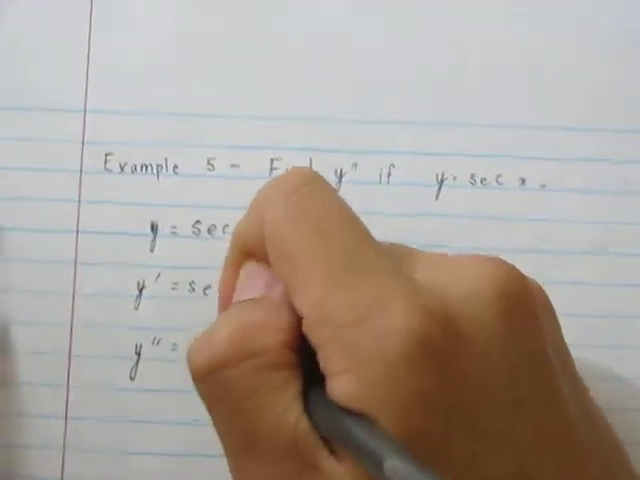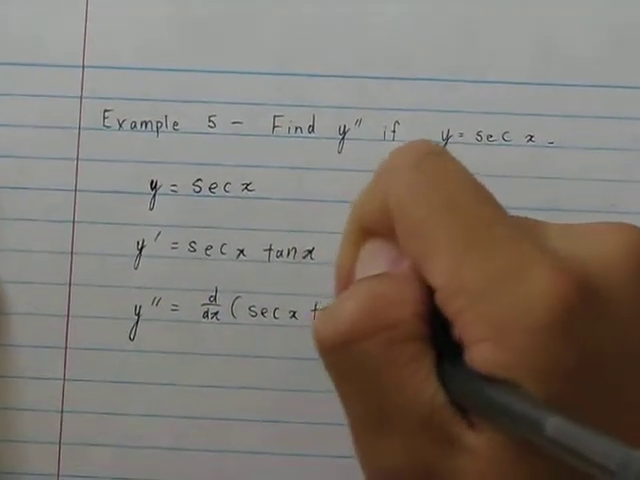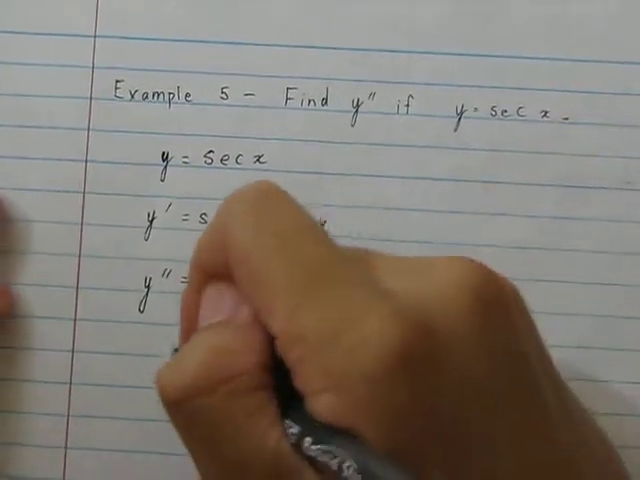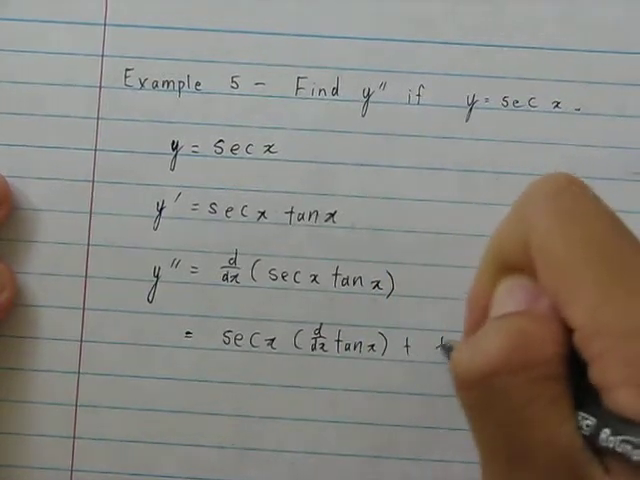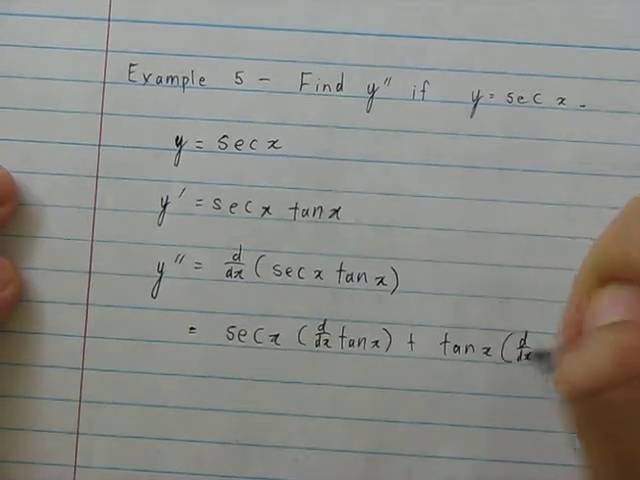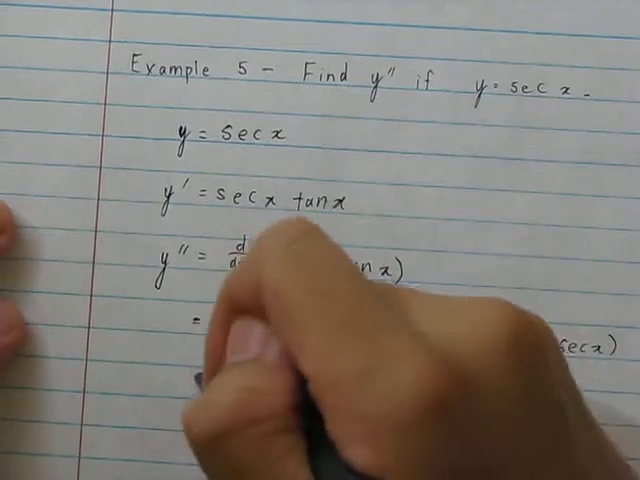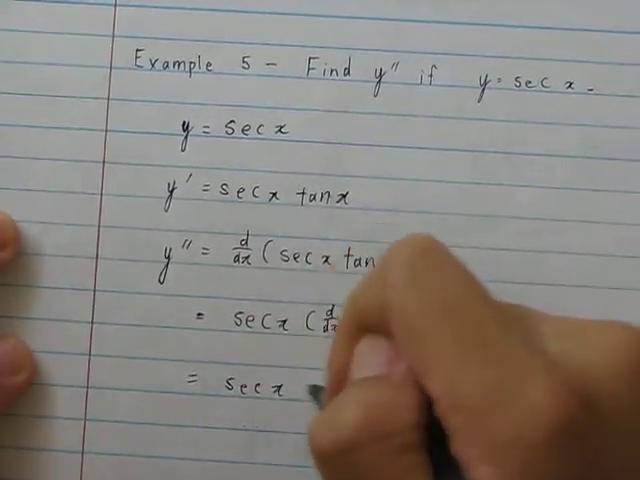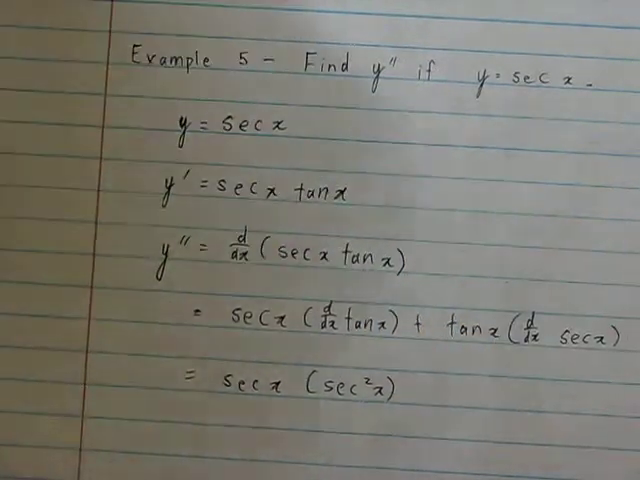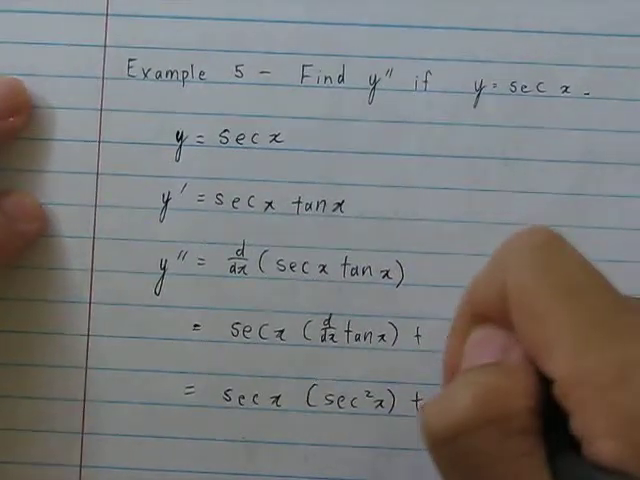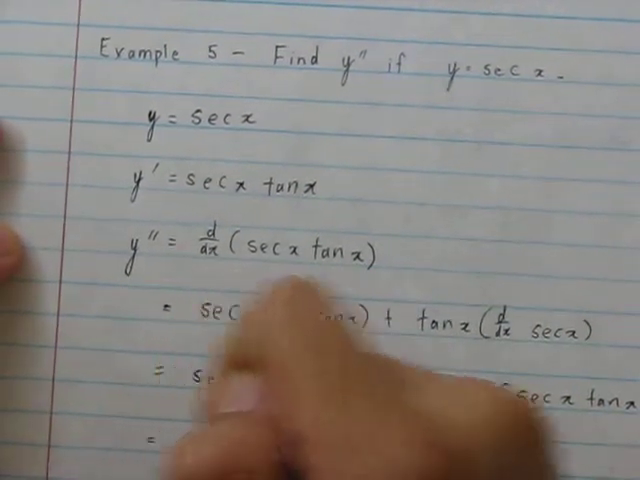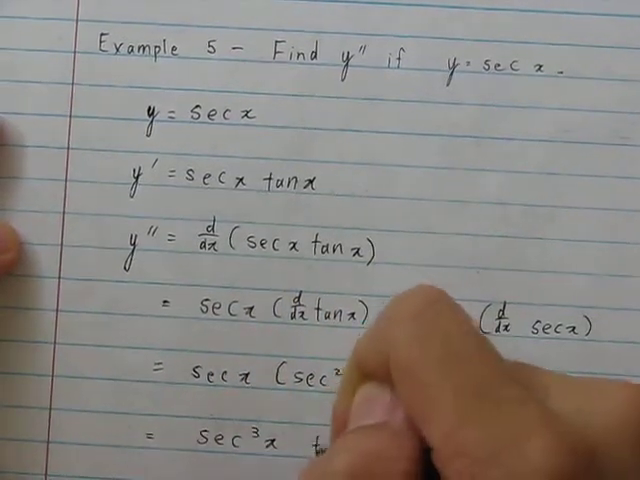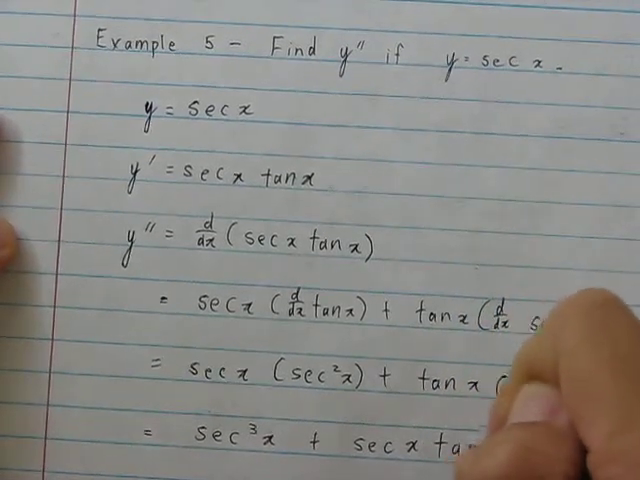Now you're left with the derivative of secant x tangent x. You would use the product rule. So now this would equal u dv plus v du. And you would come up with secant of x times secant squared of x, that's given right here, plus tangent of x times the derivative of secant of x, which is secant x tangent x. So in the end, you're left with secant cubed of x plus secant x times tangent squared of x. I got it right this time.